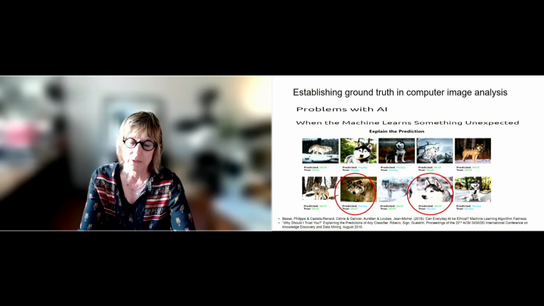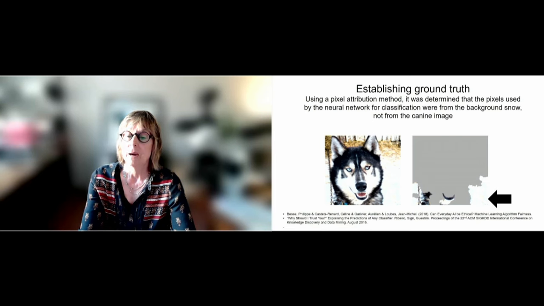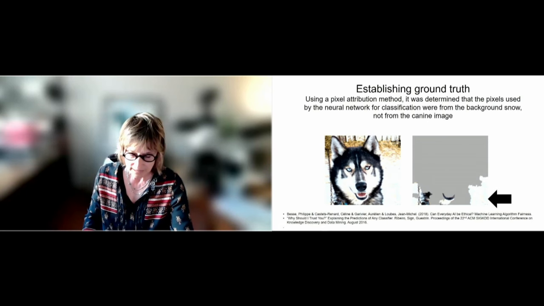However, detailed dissection of the functionality of the algorithm revealed that this methodology was basing classification on the background snow and was not analyzing any individual features of the animals themselves. I don't believe any of us would like for this type of scenario to unfold for MASH liver biopsy image analysis.